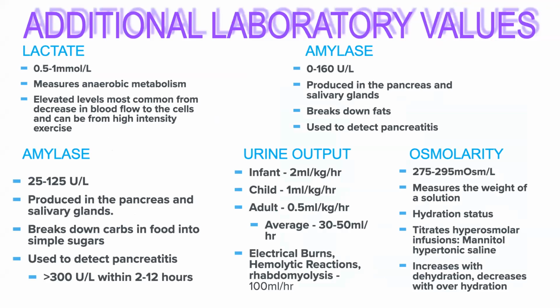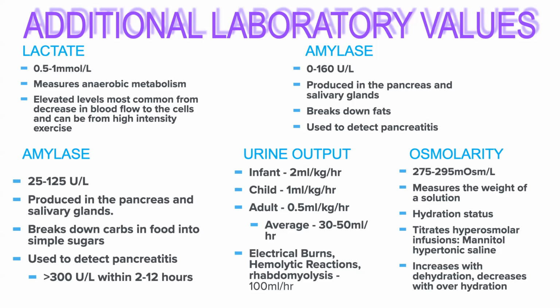So some other general laboratory values that we're going to take a look at: lactate, amylase, urine output, and osmolarity. These ones are also really important, especially when we're talking about burn patients. We're going to be talking about renal patients, and any patient that might have a Foley, or one that's intubated for a long time. So lactate is 0.5 to 1, and it measures anaerobic metabolism. Elevated levels of lactate are most common from decreased blood flow to the cells, and it can be from high intensity workouts. Our body produces lactate as we work out. It increases more and more, and is taken out of our muscles.